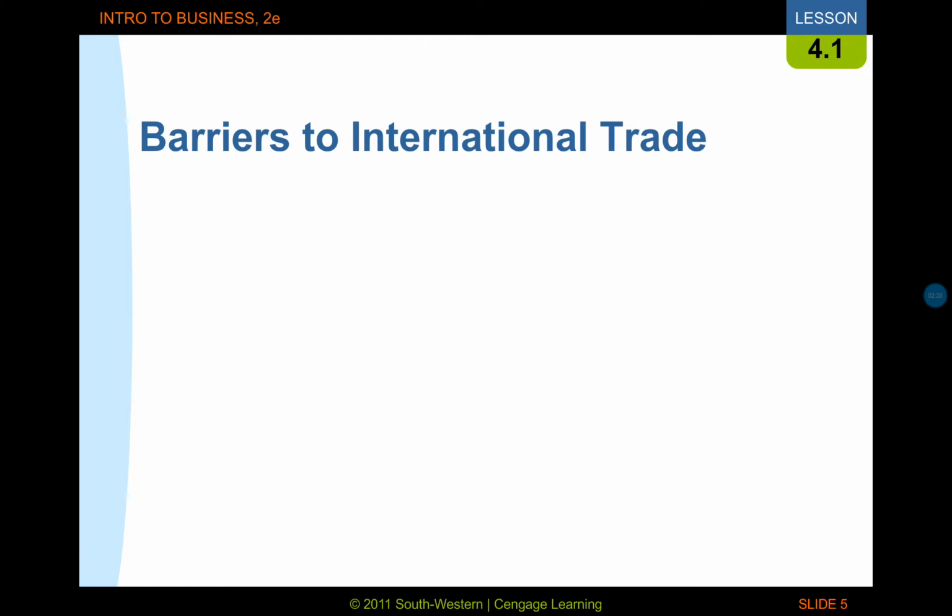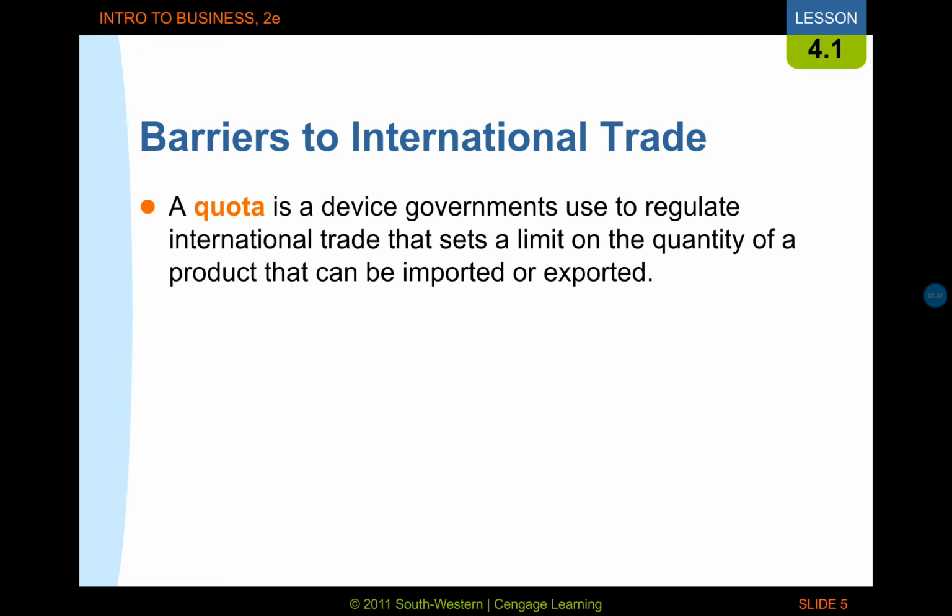So now let's discuss barriers to international trade. Governments can establish laws and policies that can affect international trade. They use these to help control the imports and exports for the benefit of their country. A quota is a device governments use to regulate international trade that sets a limit on the quantity of products that can be imported or exported.